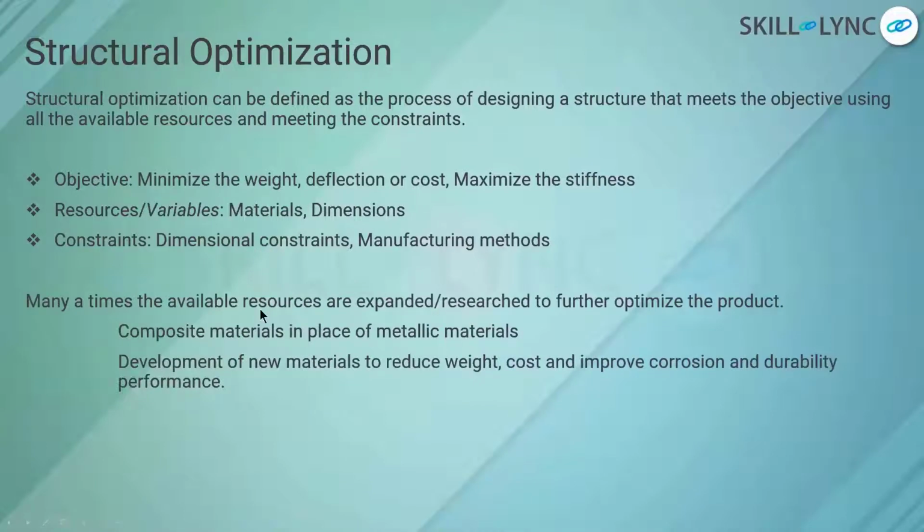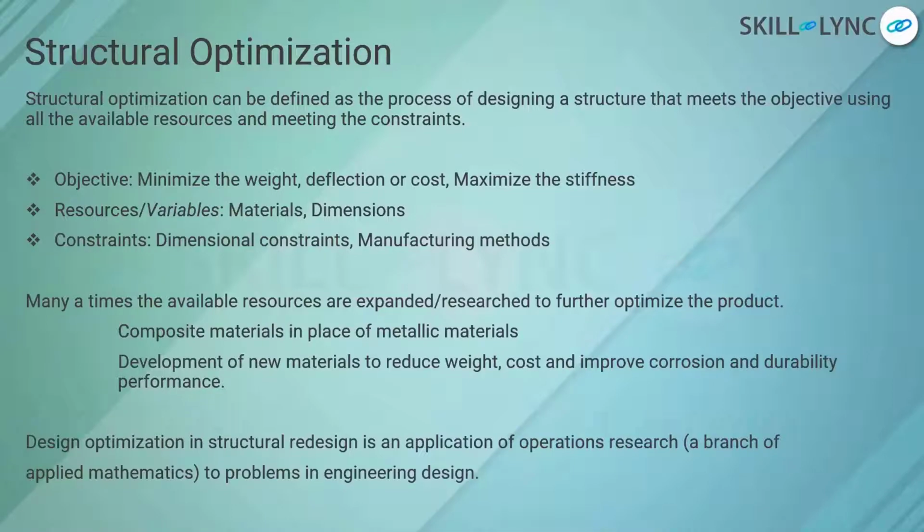And many a time, these resources are expanded or researched to further optimize the product. I'm sure many of you are very aware of composite materials. The need for composite materials in place of metallic materials has come about because of the better or superior material properties that they offer. And obviously, there are some new materials that industry is developing to reduce the weight and cost, and also to improve the corrosion and durability performance, depending upon the application of that particular product.